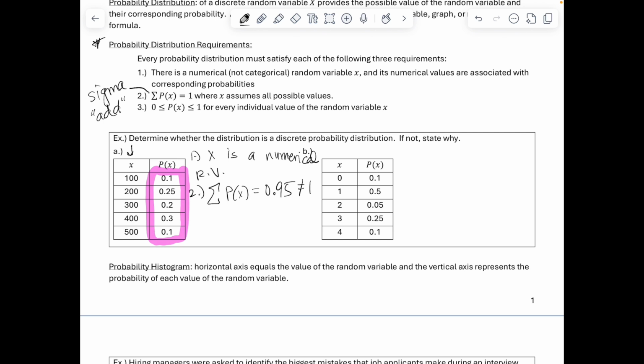And so right now we can stop and we can say, therefore, this is not a discrete probability distribution. So again, all three of those requirements must be met. As soon as one of them is not met, we know right away it's not a probability distribution. Okay, so for part B, again, x is a numerical random variable.